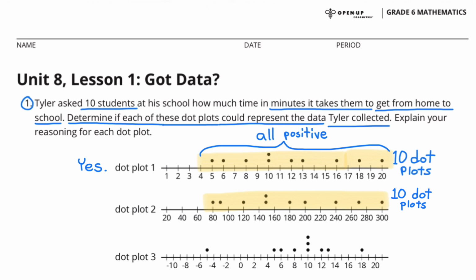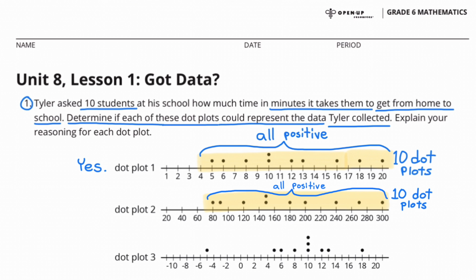Dot plot number 2 has 10 pieces of data, and the data is all positive. However, the time it takes the students to get to school would be way too long. The shortest amount of time it would take a student to get to school in dot plot number 2 is 80 minutes, and the longest it would take somebody to get to school would be 300 minutes. So no, dot plot number 2 would not represent the data Tyler collected.